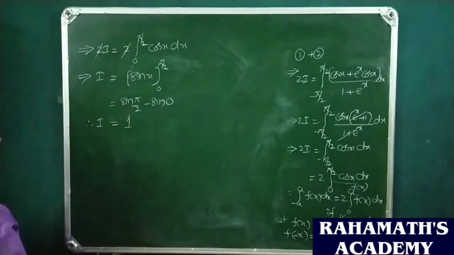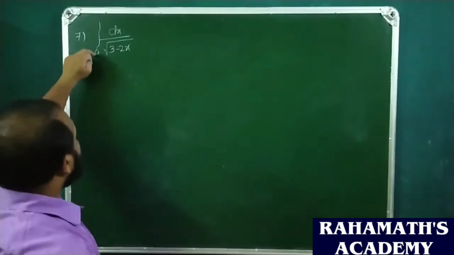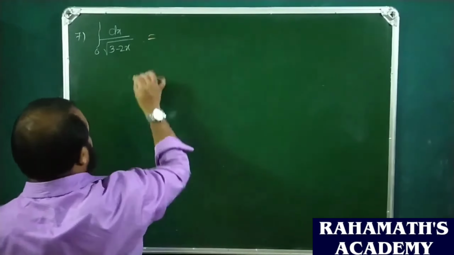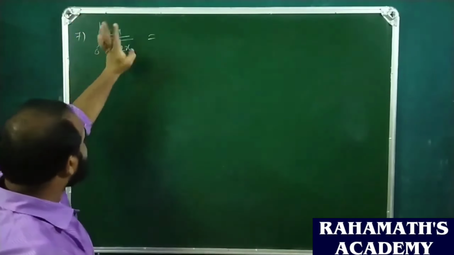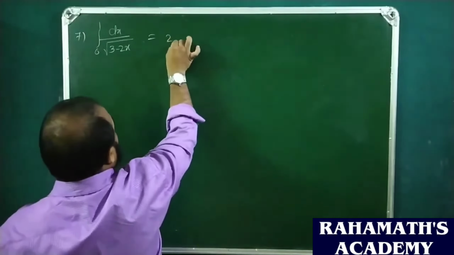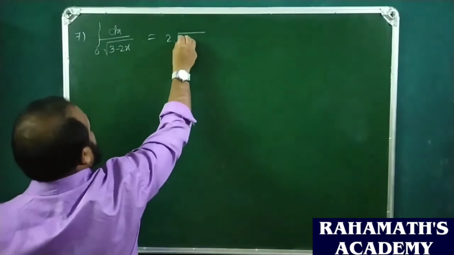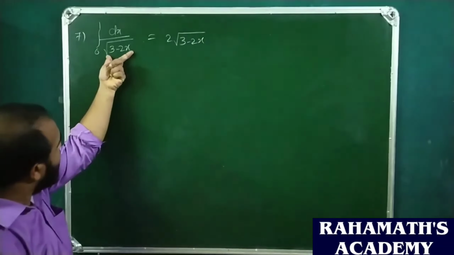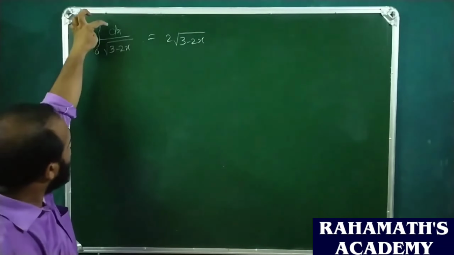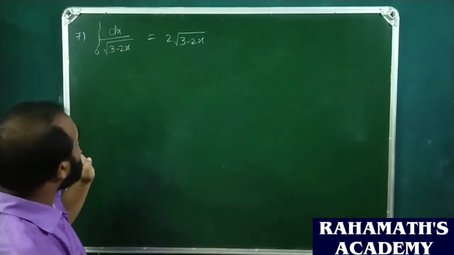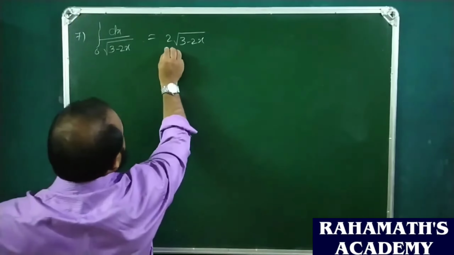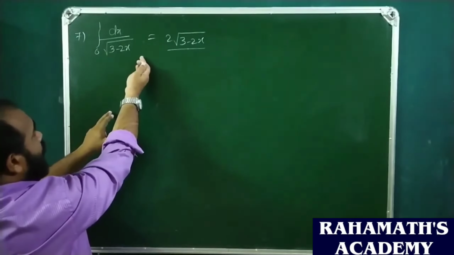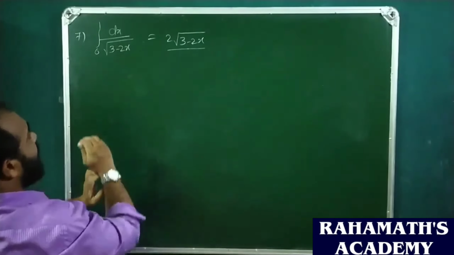What is I? The given question: integral 0 to 1 dx by square root of 3 minus 2x. What is integral 1 by root x dx? This is 2 root of x. Here x is 3 minus 2x. Since we have treated this to be x, then it has become integral 1 by root x dx. So whatever we have treated earlier to be x, we need to differentiate it.